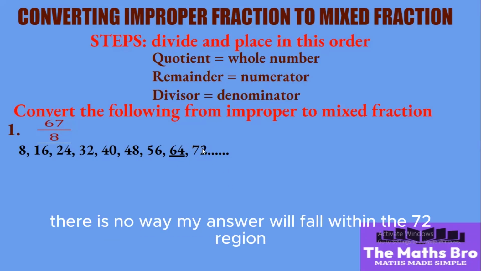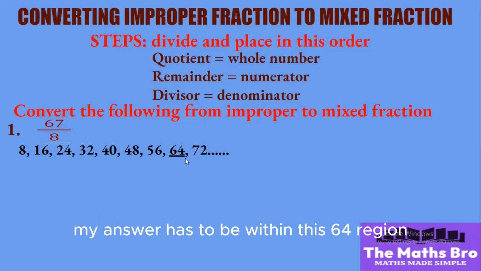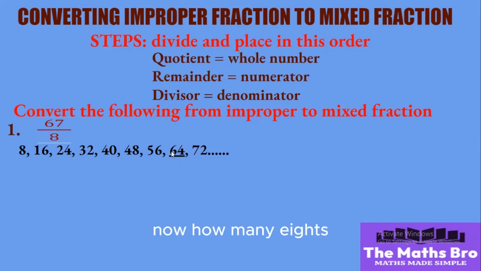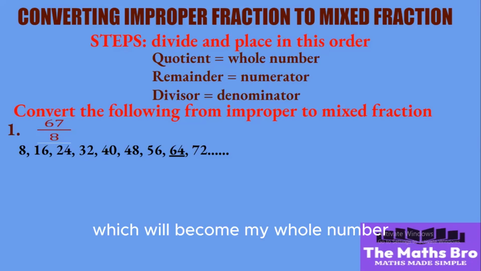There is no way my answer will fall within this 72 region. My answer has to be within this 64 region. Now, how many 8s did it take to get to this 64? It took 8 of them. 1, 2, 3, 4, 5, 6, 7, 8. It took 8 multiples of 8 to get to 64. So now I have my answer, which will become my whole number.